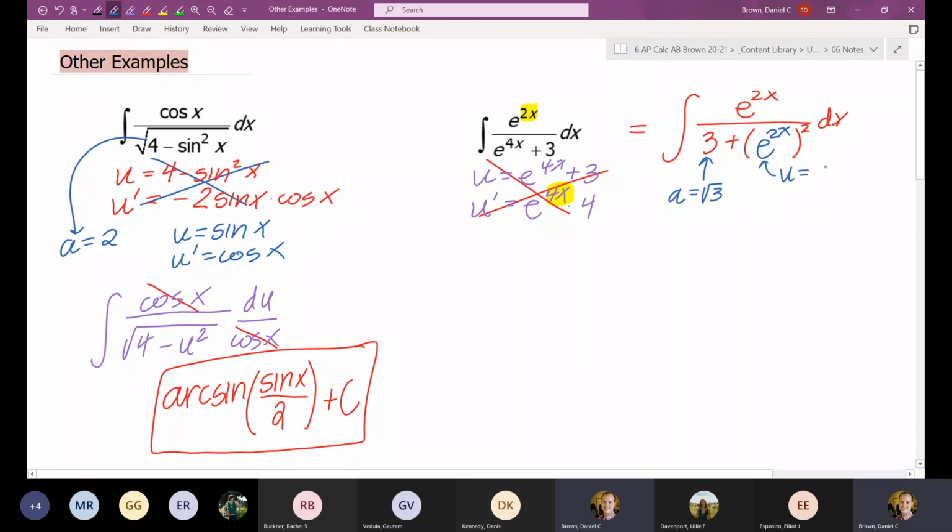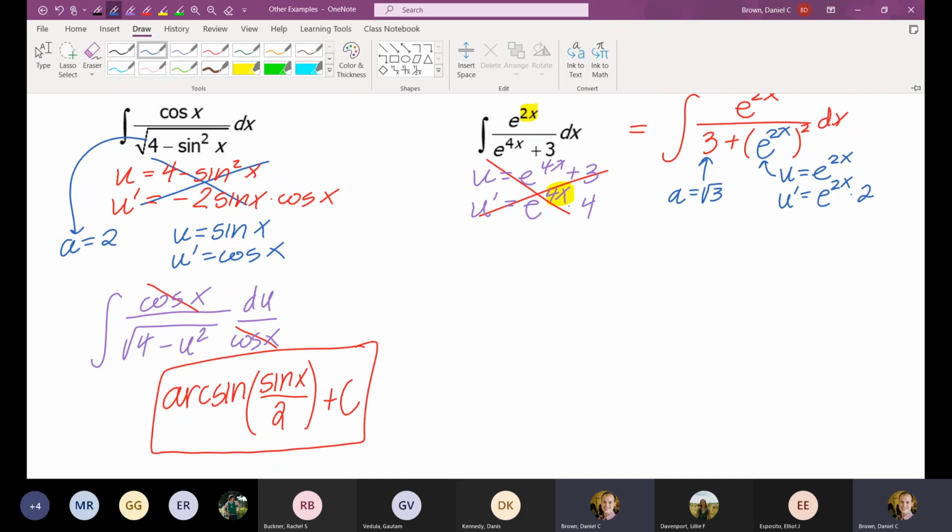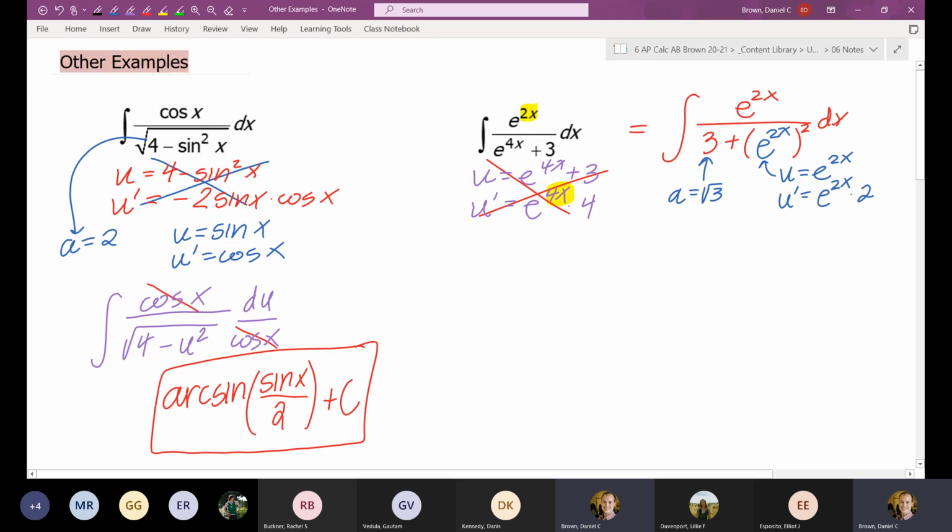Our u is going to be what's being squared. Well, technically, e to the 2x is being squared. So what would u prime be? Don't forget the chain rule, e to the 2x times 2. Now, after doing the substitution, I think it becomes a little bit more obvious that this actually is an arctangent. So I have the integral of e to the 2x over 3 plus u squared, dx is du over u prime. Now the e to the 2x's cancel out correctly, and we can go ahead and jump into the rule. So I have this over 2 that I don't want to forget about. So I have 1/2.